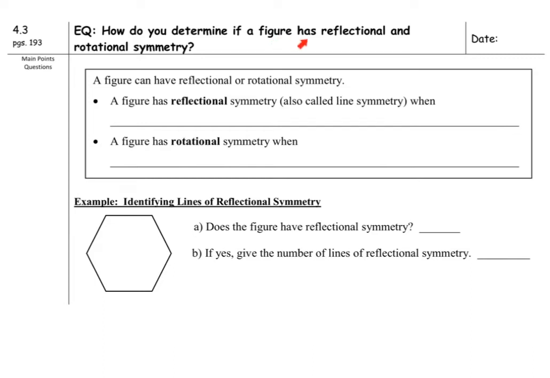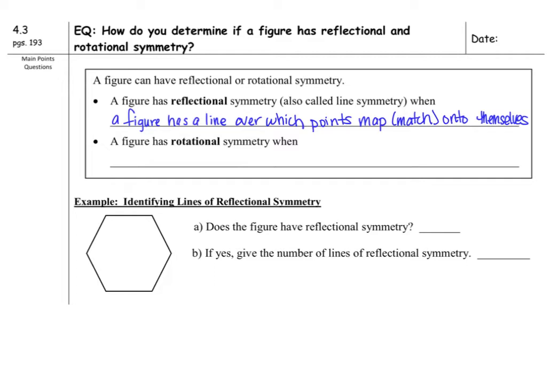Today we're going to be talking about reflectional and rotational symmetry. A figure has reflectional symmetry, also called a line of symmetry, when a figure has a line over which points map or match onto themselves. So think about cutting something in half and it being exactly the same on both sides in such a way that you could fold it in half and it would be the exact same shape.